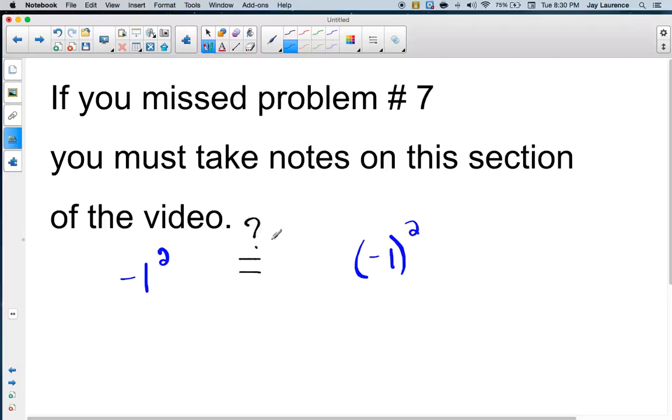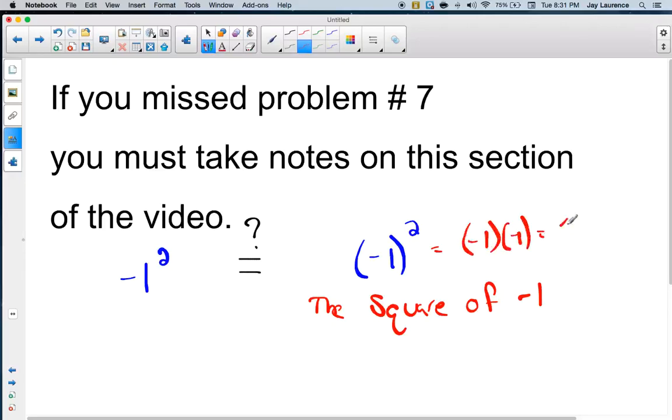Many of you just go, yeah, of course they are, because you don't know how to read what you're looking at. You think they both say to square -1. They don't. Let's start with the second one. The second one, properly read, is the square of -1. So this one means -1 times -1, which is +1. Okay, that one means that.